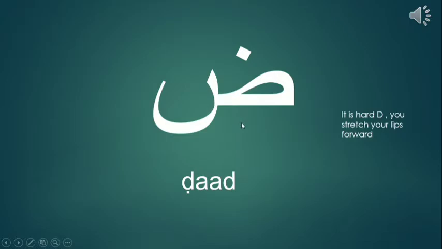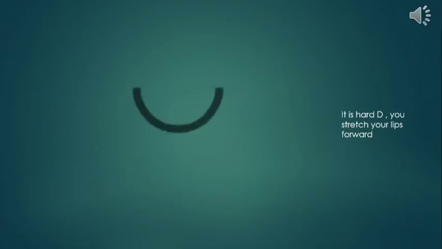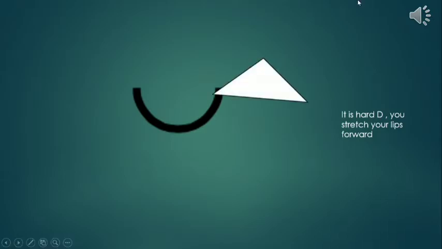Dad, it's like D in English, but you make it hard and you straighten your lips forward. Dad, dad, dad, like this. Dad. A triangle and a tail and a dot above it.